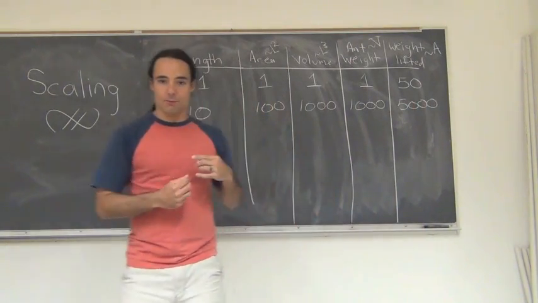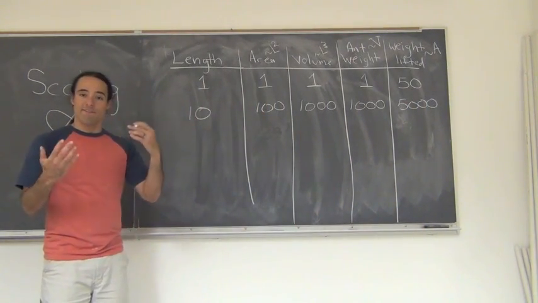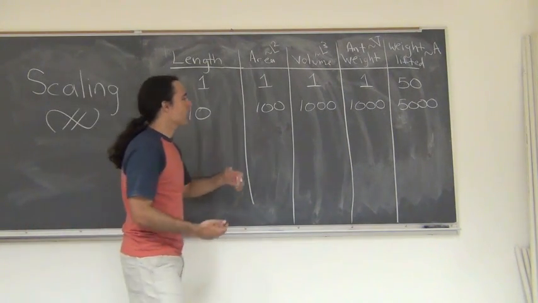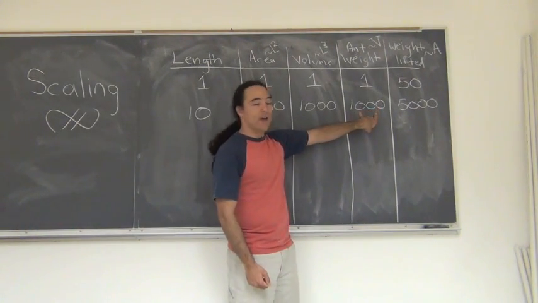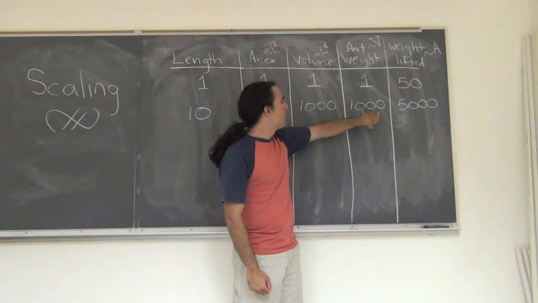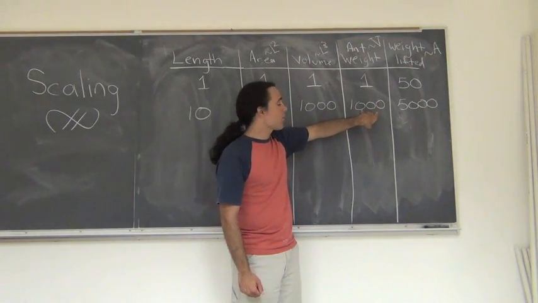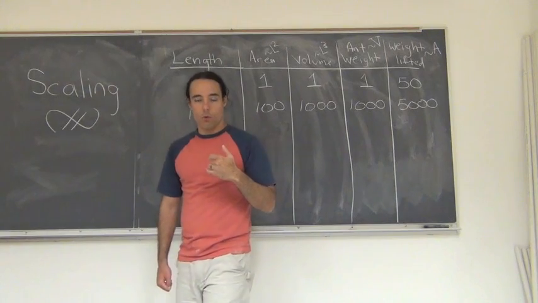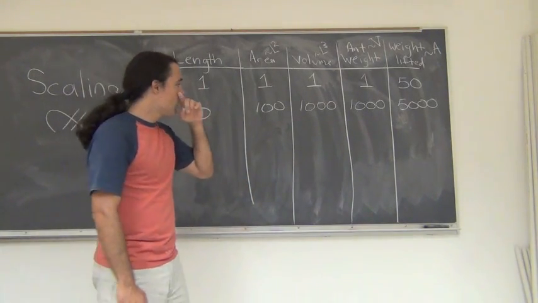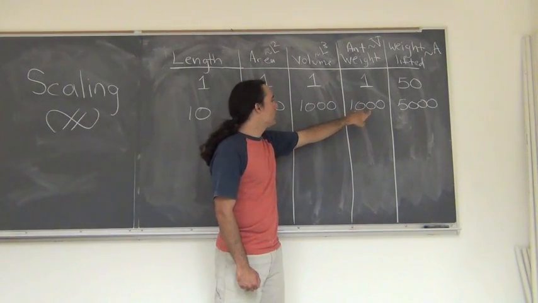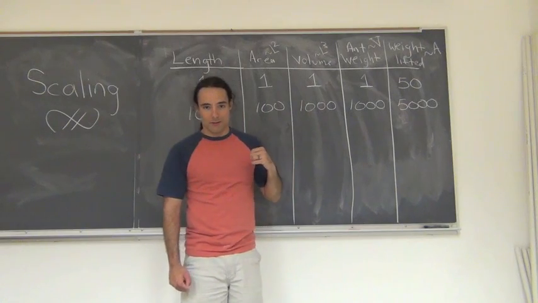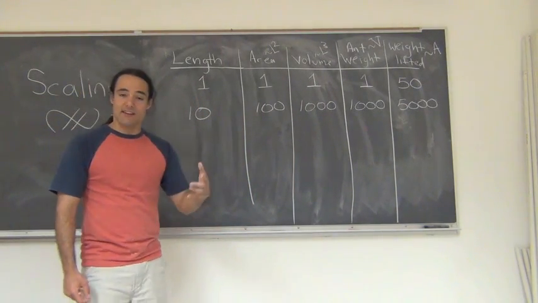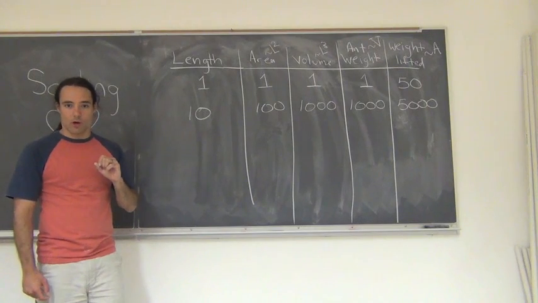An ant that's 10 times bigger, if it can support 50 times its own weight when it was normal sized, now it's going to weigh 1,000 times more than it did before. It can support 5,000 times more than it did before. But now, it can only support 5 times its own weight, because it's bigger. That's for an ant that's 10 times bigger, about 2 centimeters tall.